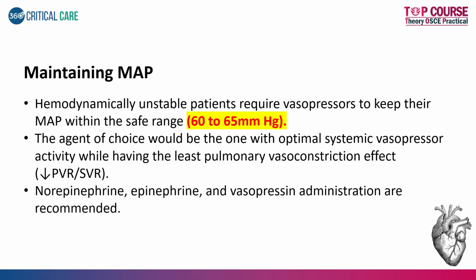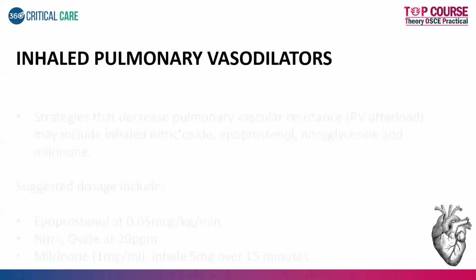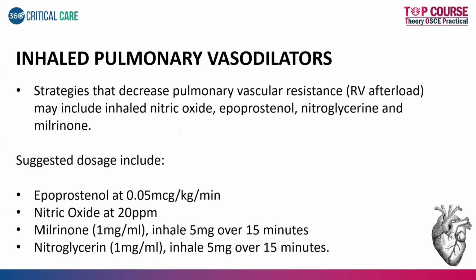What has usually been seen is that when we are using a lot of adrenaline, there is some amount of systemic vascular resistance that can offset the hemodynamic profile. Phenylephrine is something that we need to avoid because it has potential pulmonary vasoconstriction, and dopamine is usually avoided because it has pro-arrhythmogenic properties. So coming to inhaled pulmonary vasodilators, the major issue is the conduit and the delivery of these medications. The suggested drugs are epoprostenol, nitric oxide, milrinone, and nitroglycerin.